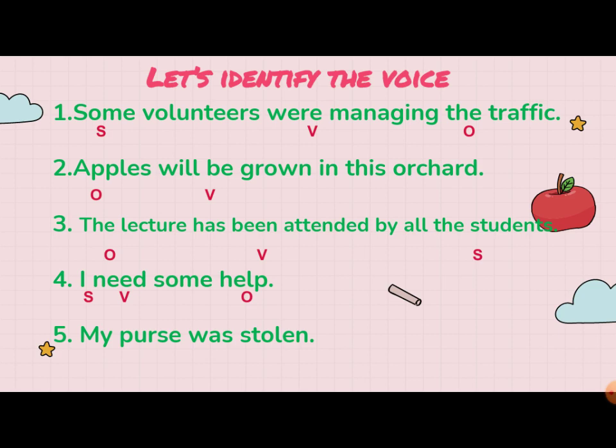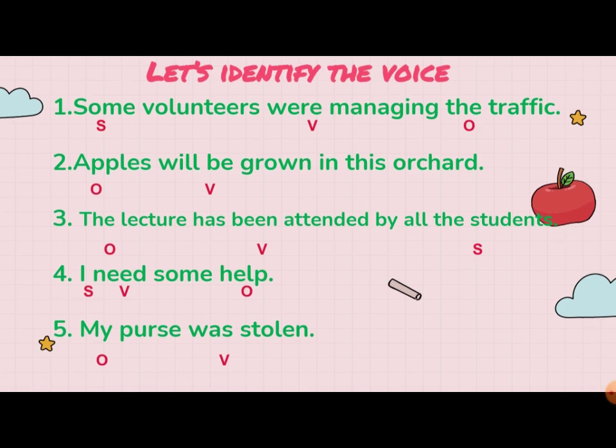My purse was stolen. Who stole? A thief stole, or anybody has stolen. So the subject is not here, it is omitted. What was stolen? The purse. Yes, you are right. So my purse is the object, was stolen is the verb, and it is a passive voice.